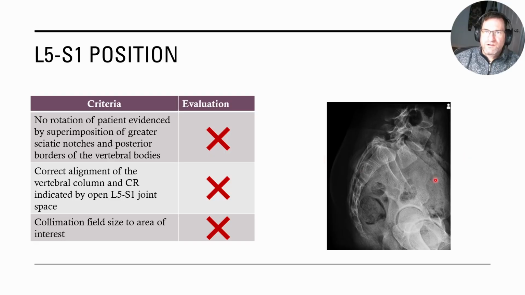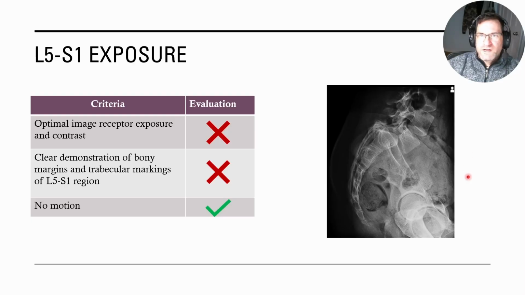Also, our centering from here to here. It should be an inch and a half inferior to the iliac crest. We have the crest here, so our centering should be like right in here somewhere. We're way off. Our exposure factors, they're not that great. It's kind of hard to see, because we're taking a picture of all this instead of here. Our technique and collimation and our centering is way off on this one, but we don't have any motion.